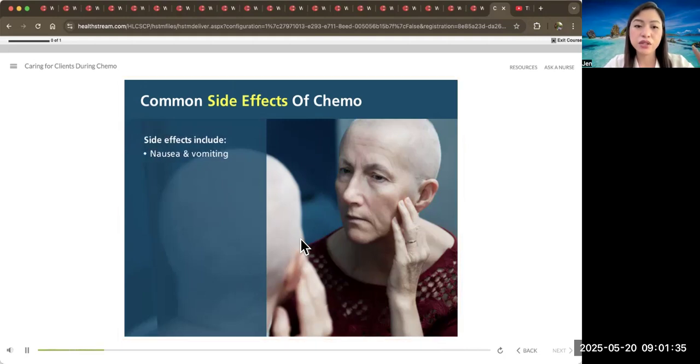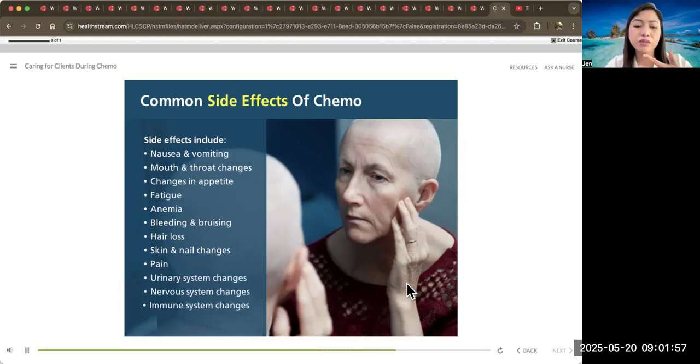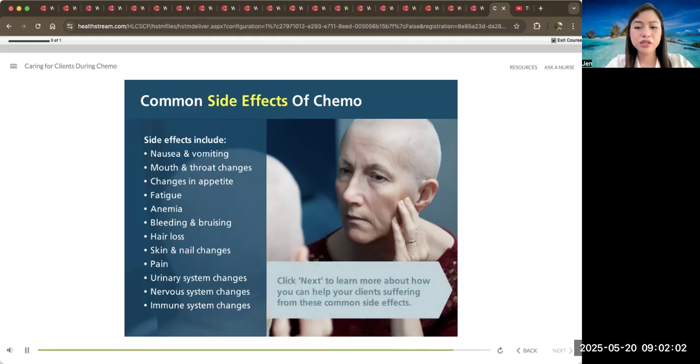Common side effects of chemo. Side effects include nausea and vomiting, mouth and throat changes, changes in appetite, fatigue, anemia, bleeding and bruising, hair loss, skin and nail changes, pain, urinary system changes, nervous system changes, immune system changes. Okay, so these are some of the changes or side effects that we should expect.